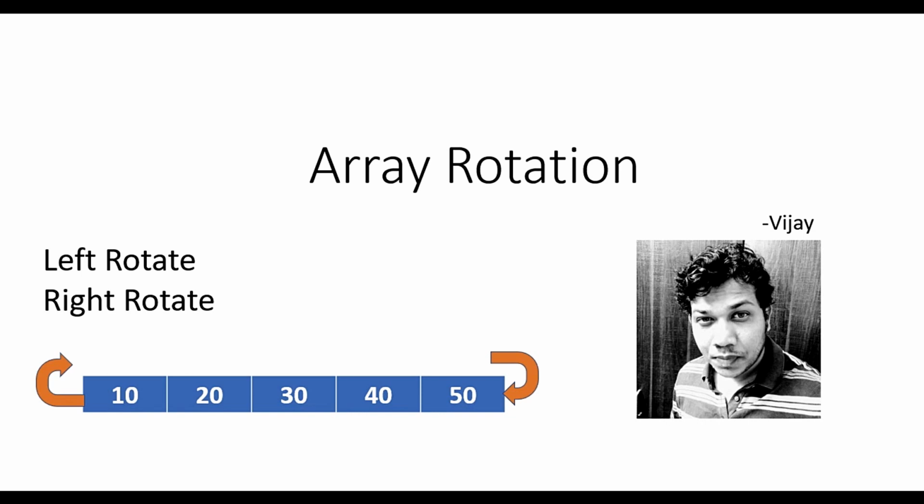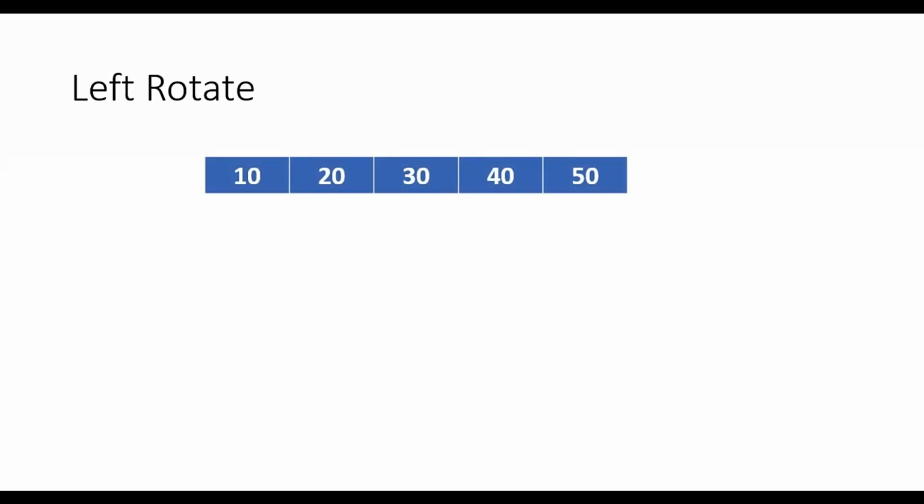In this video we'll also write a code snippet to perform the array rotation, but before that we'll discuss how this problem can be solved and the algorithm. Let us understand left rotate operation. We have an array with a few elements, 10, 20, 30, 40 and 50, and we would like to perform left rotate operation.